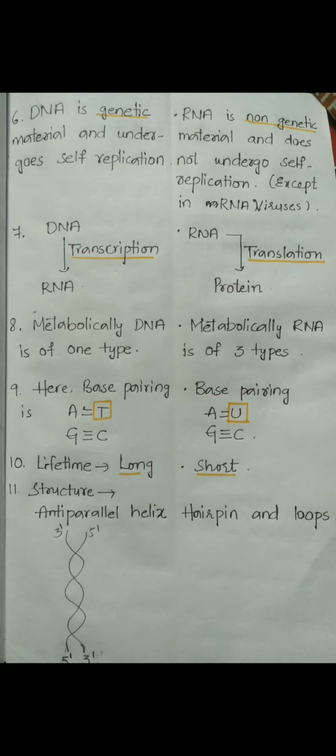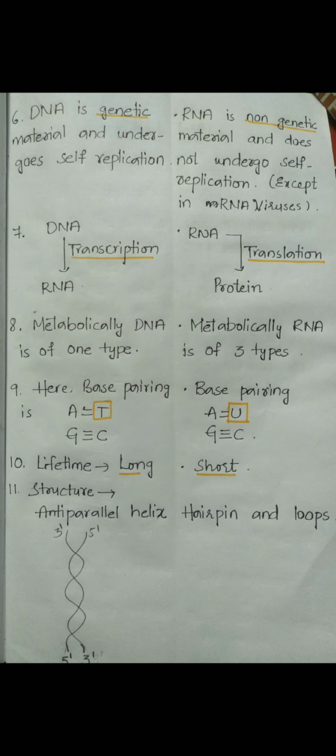DNA is a genetic material and it undergoes self-replication. So, DNA, in order to produce more of its copies, will undergo a process called replication. As DNA is a genetic material, it will undergo self-replication. Now coming to RNA. RNA is non-genetic material. It is not a genetic material. RNA has its own uses like protein synthesis and all, but it is non-genetic material and does not undergo self-replication.